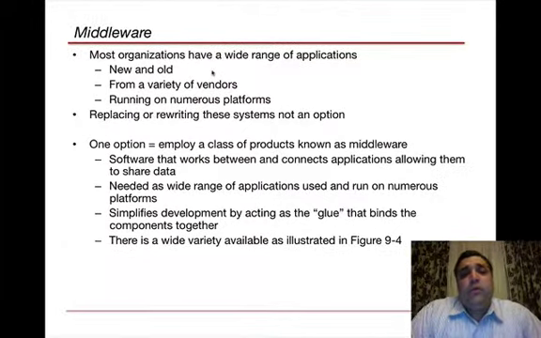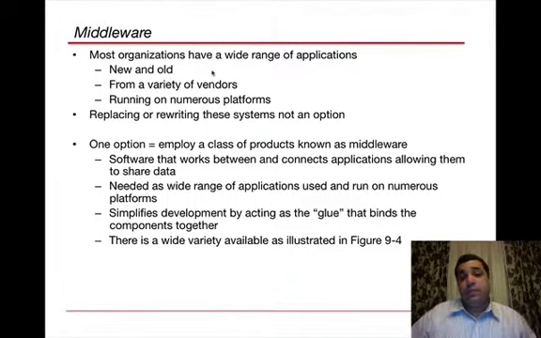Middleware, as we mentioned before, is systems that run in between. Most organizations have new and old systems from a variety of vendors and running on different platforms. So we may have systems that are 20 years old, some that are a year old, some that come from IBM, some that come from Oracle, and some that run, say, on Windows, and others that run on, let's say, a Sun Solaris or an AIX machine. AIX is IBM, by the way. Replacing these systems is not an option.